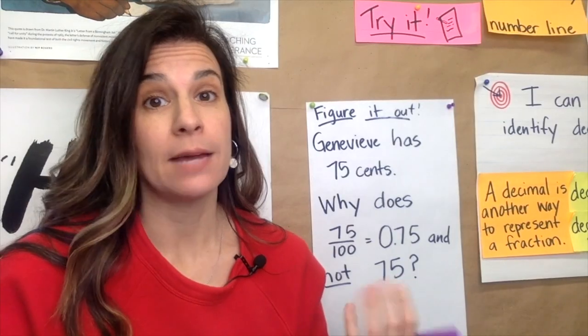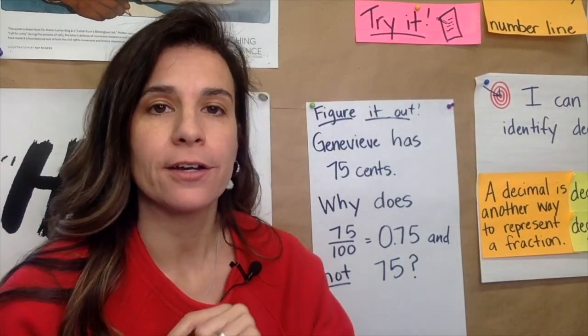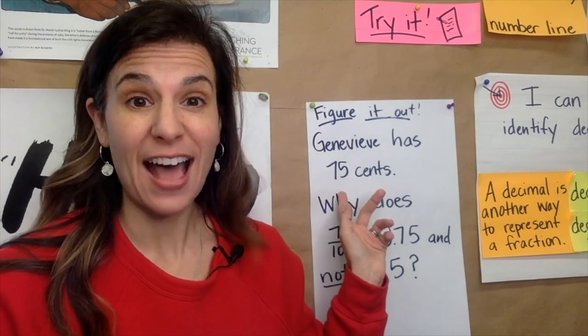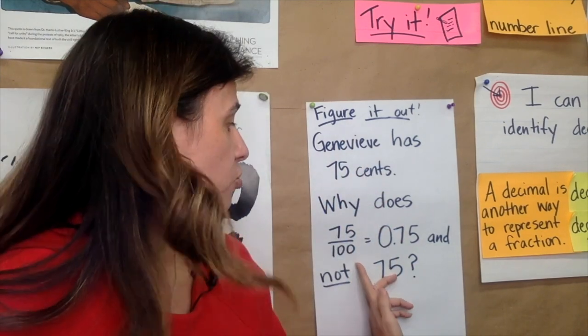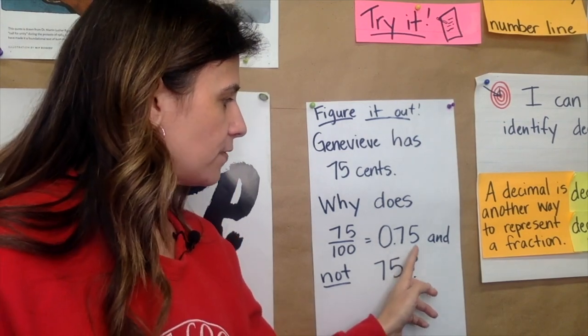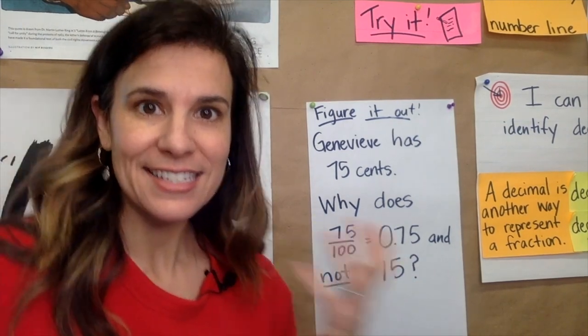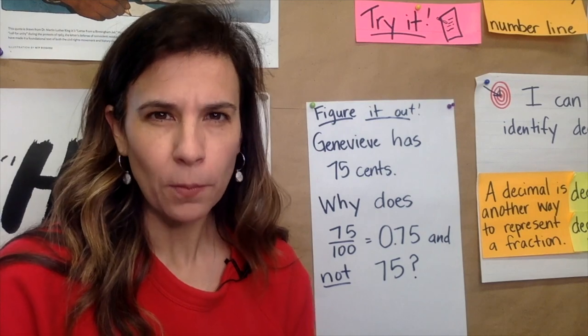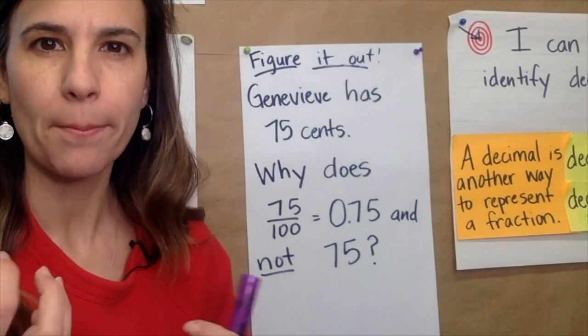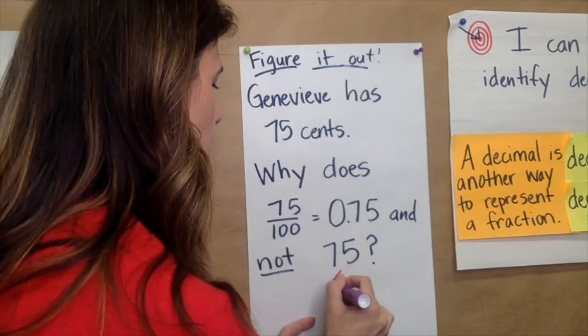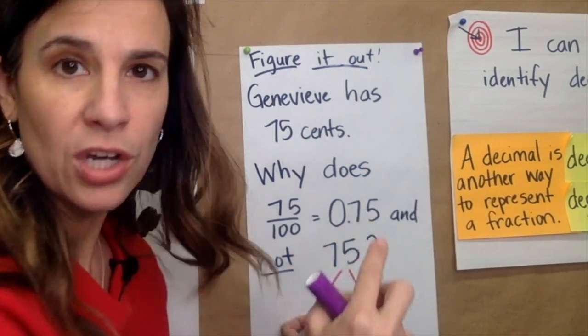Nice. It's time for Figure It Out. I have one here for you. Think about it. Genevieve has 75 cents. Why does 75 out of 100 equal 0.75 and not 75? Well, what do you know about place value? Think about it. When we have 75, what are the different parts of that number that we can break apart? So we know there's a 7 and we know there's a 5.